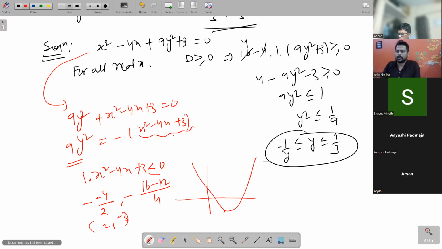So this graph will be positive from here to here and here to here. We know that between the roots only, this graph will lie below the x-axis. Then only this quadratic will be negative. That is what we have to prove. This has to be negative, so that will happen only between these two values. So we'll simply find the roots.